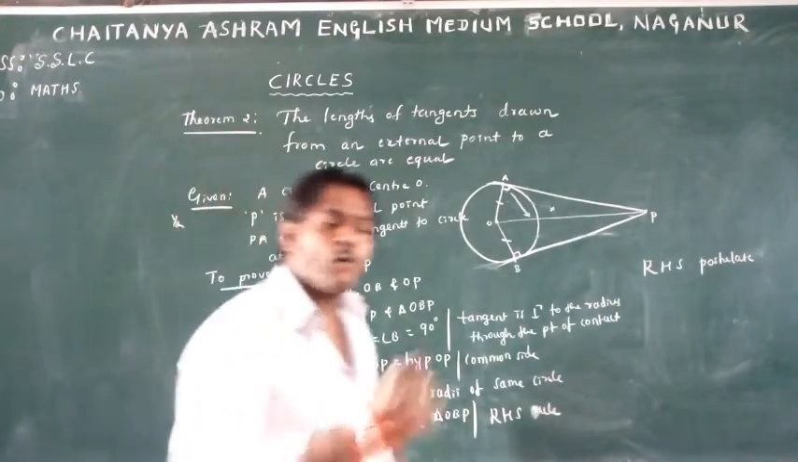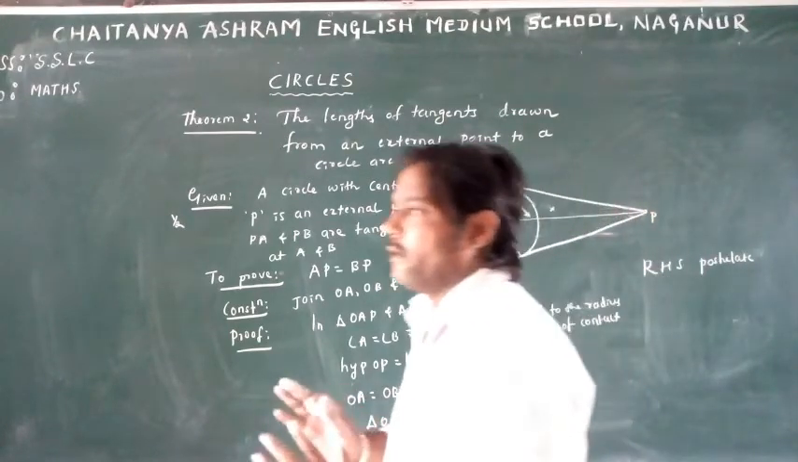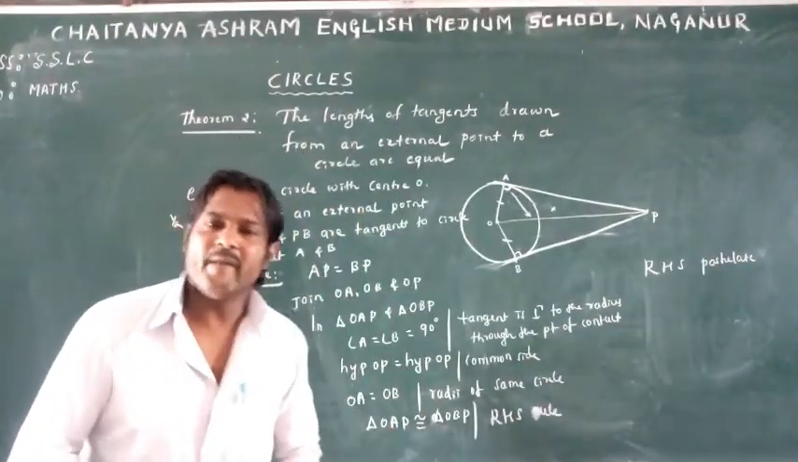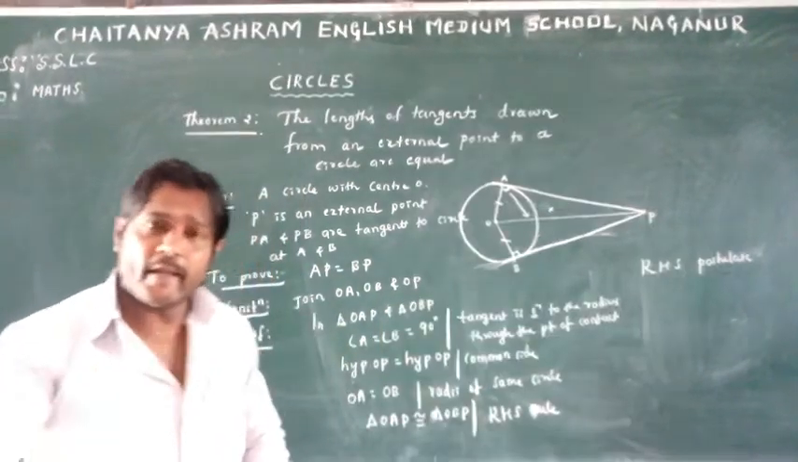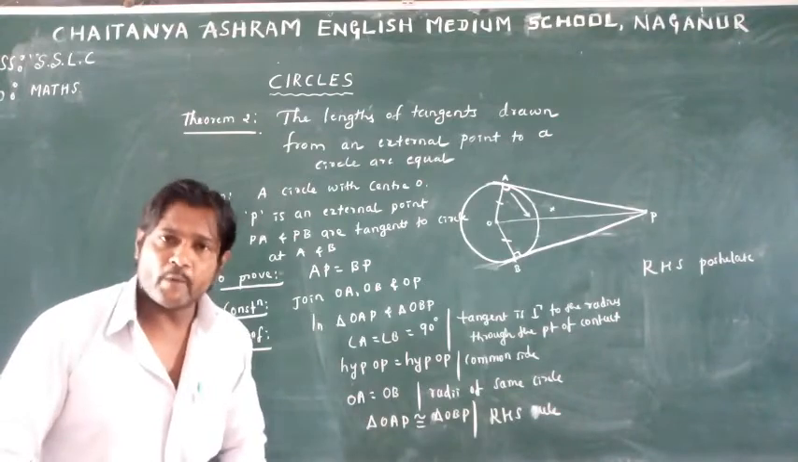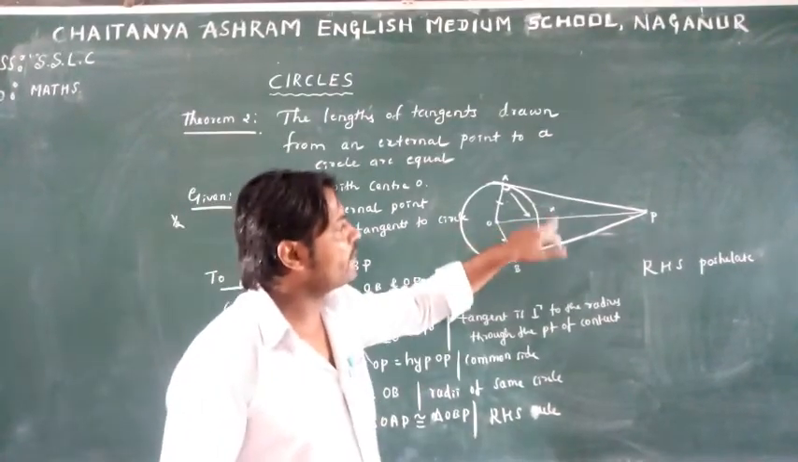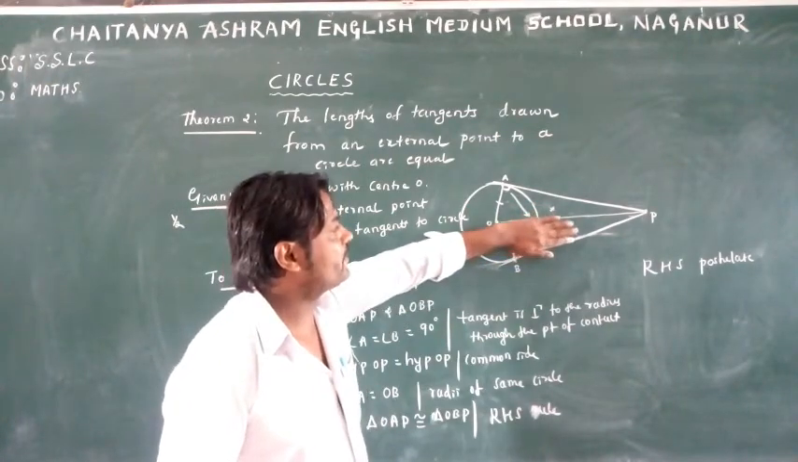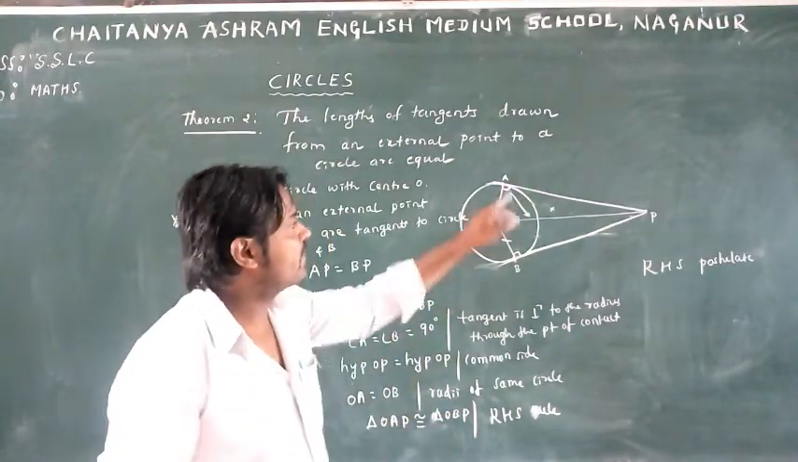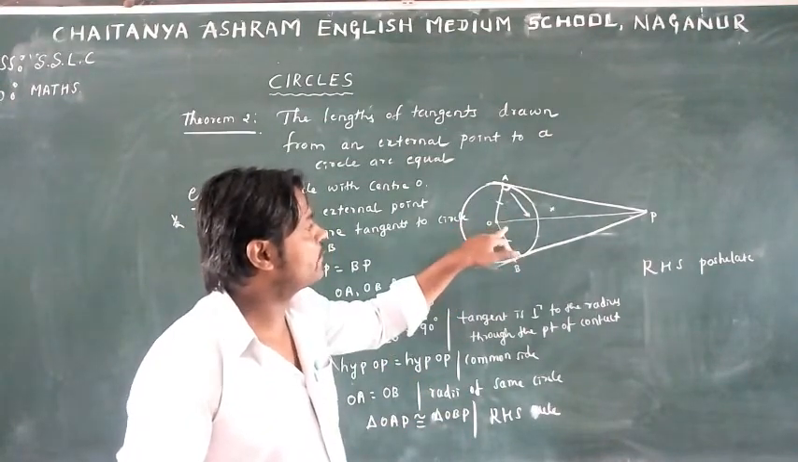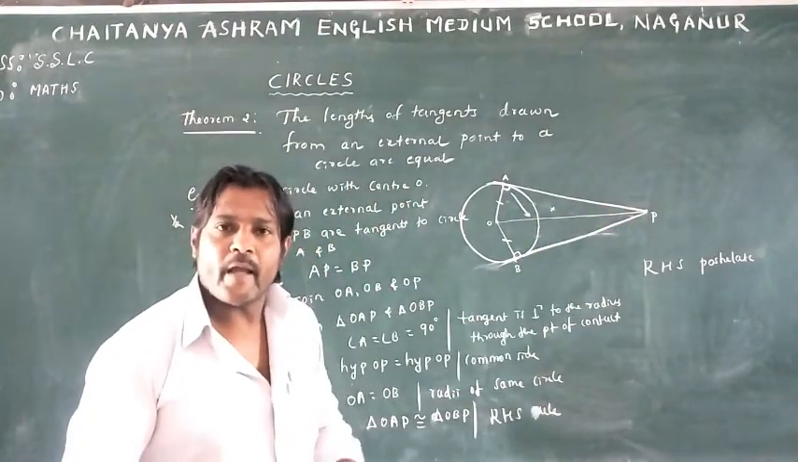And the triangles are congruent, so corresponding parts of congruent triangles are equal. Corresponding parts means corresponding sides and corresponding angles are all equal, because congruent means same shape, same size. So these are congruent triangles. Flip this triangle over this triangle, they exactly coincide. This angle is equal to this angle, this angle is equal to this angle, because they are corresponding angles.